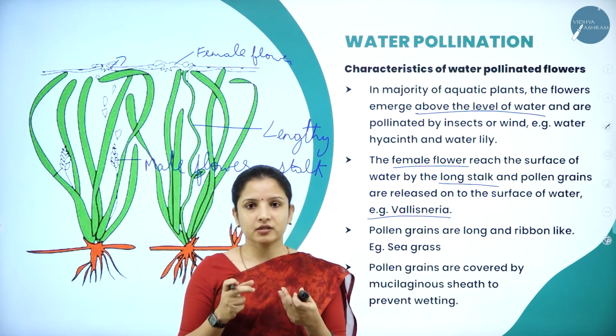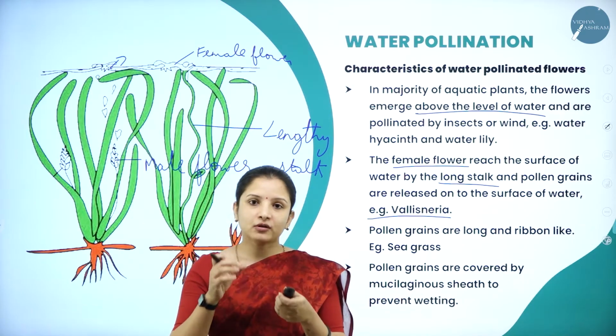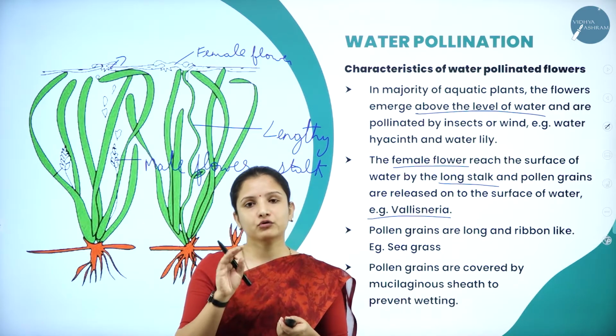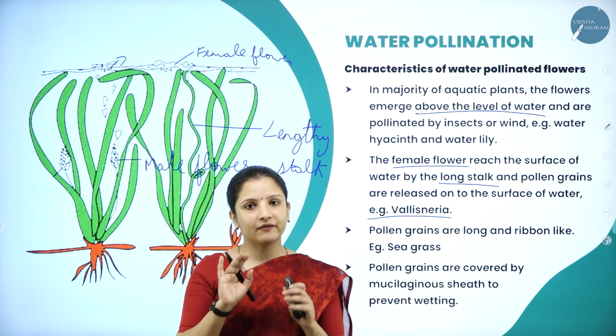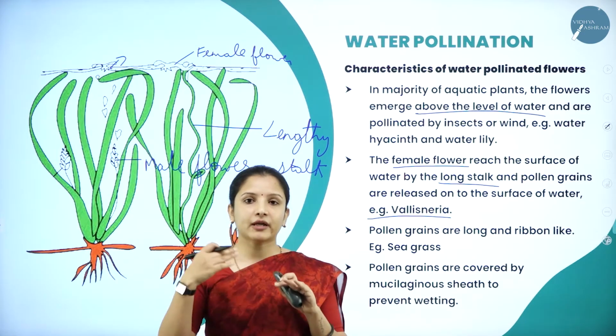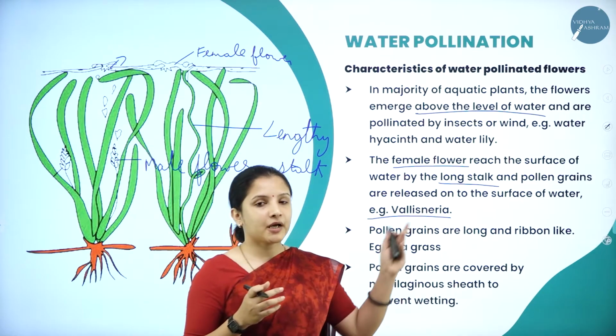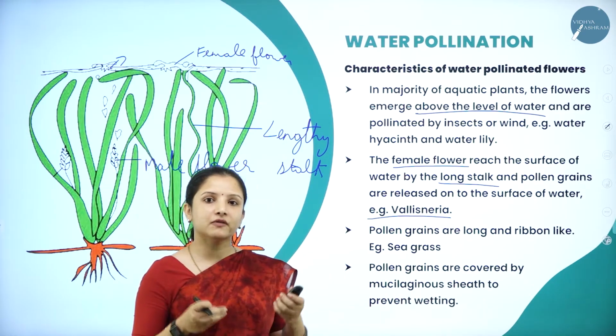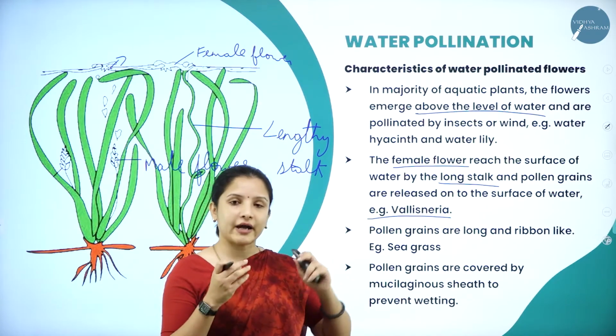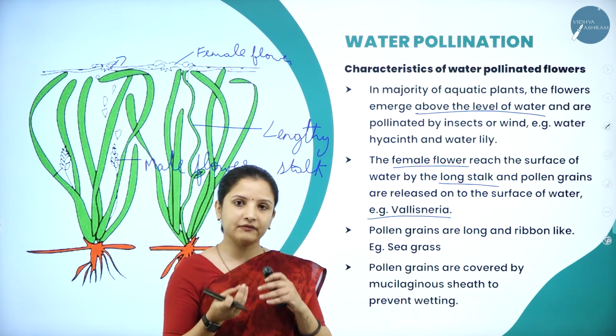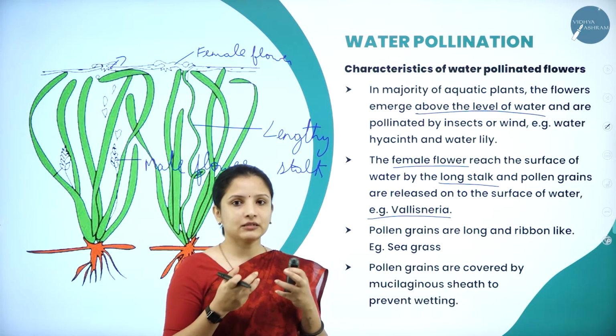So imagine you have a seed. Soak the seed in water for 2 days, it will germinate fine, everything will be fine. For another week you soak it in water, it will start to rot, right? So imagine what will happen to the pollen grains that are present in the hydrophytes, or the plants that live in water. Always they are in water.